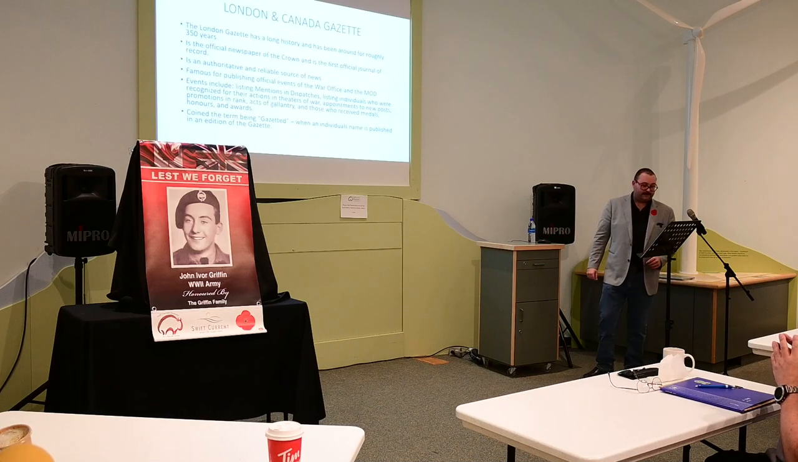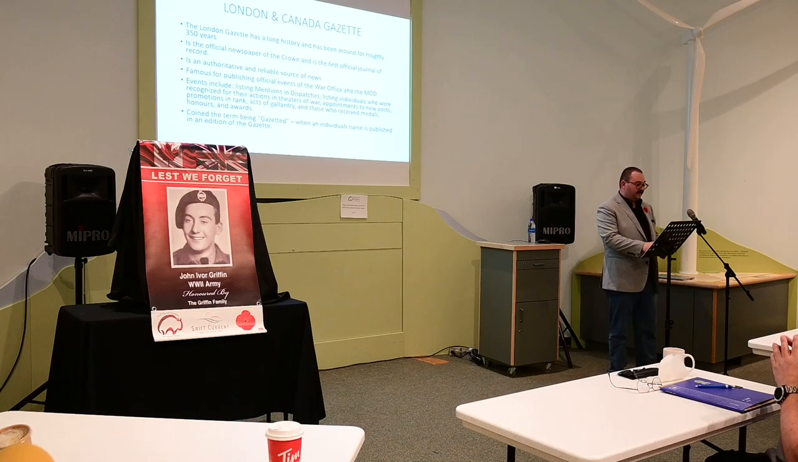So the London and Canada Gazette. So the London Gazette has a long history. It's been around for roughly 350 years. It's the official newspaper of the Crown and was the first official journal of record. It is an authoritative and reliable source of news. It's famous for publishing official events from the War Office and the Ministry of Defense.